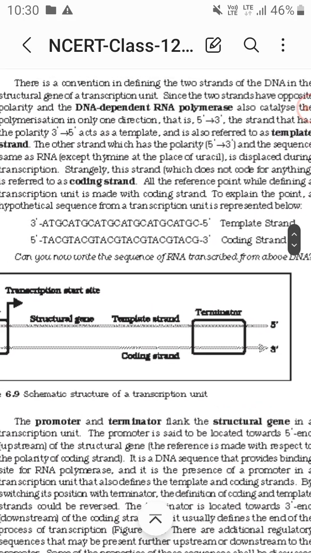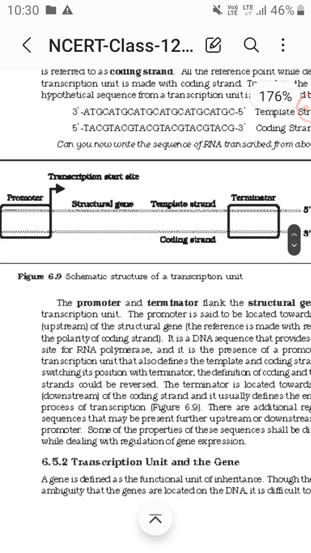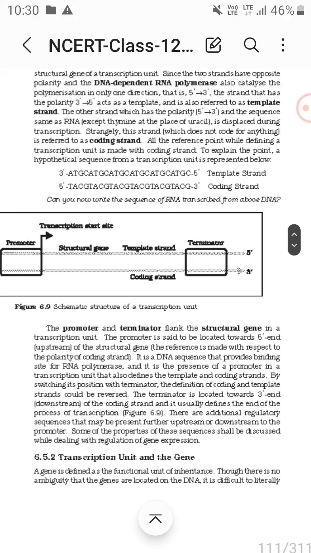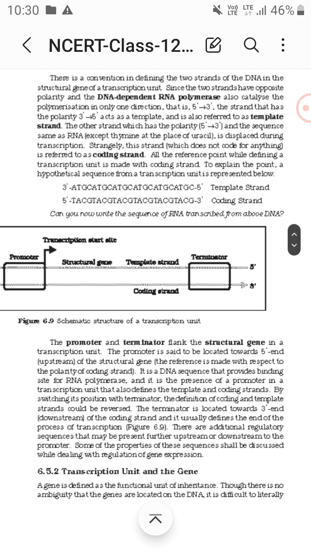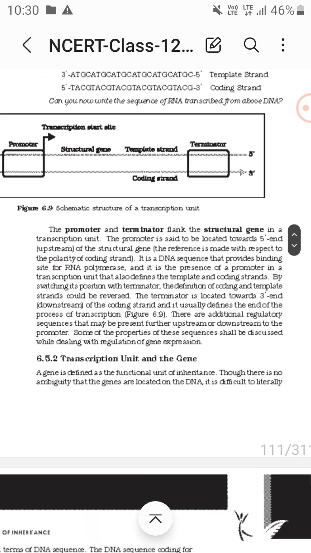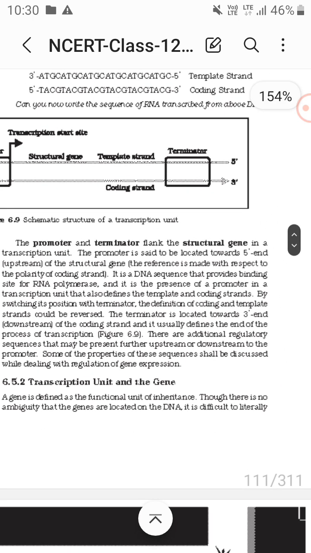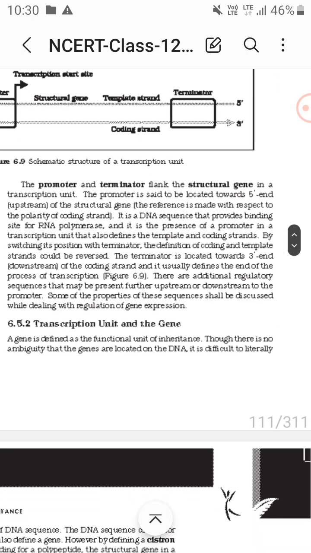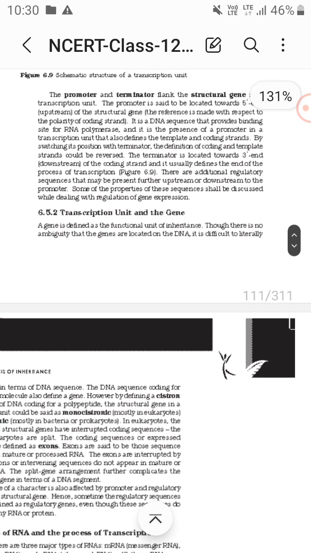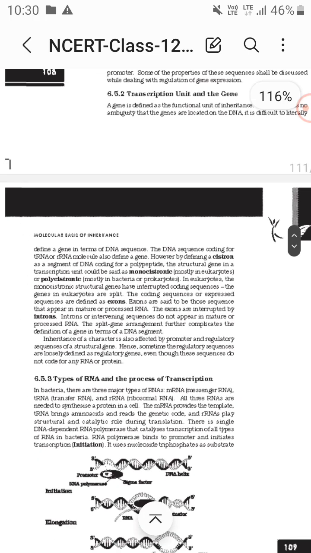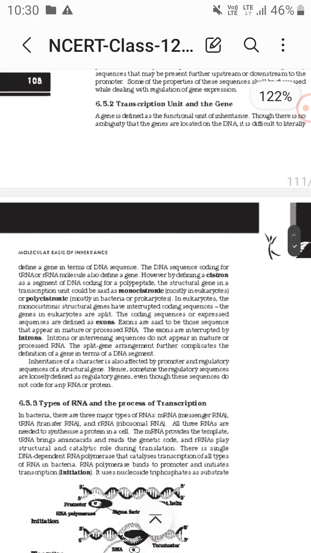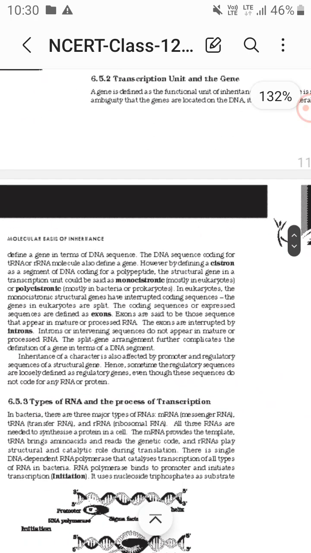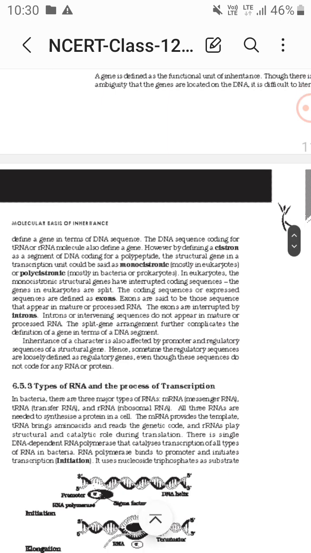So this is the template strand and the coding strand. The promoter and terminator flank the structural gene in a transcription unit. Now for the transcription unit and the gene, there is a term, cistron: a segment of DNA coding for a polypeptide.